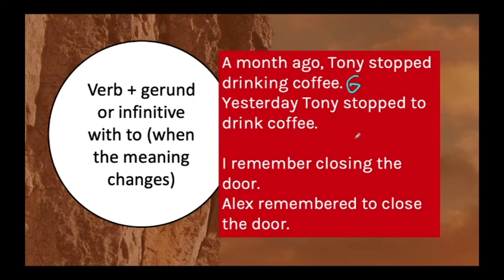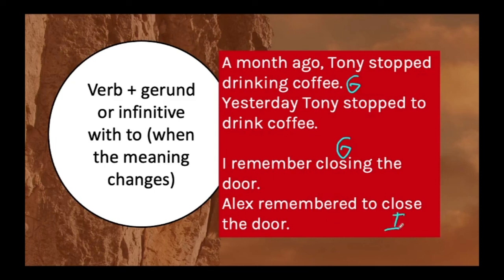When we use remember plus the gerund, that means that we have an image in our heads of something we did in our past. I remember having fun with my friends is because I have a mental image of me having fun with my friends. But if we follow remember by an infinitive, what we're saying is that we didn't forget to do something. Alex didn't forget to close the door.